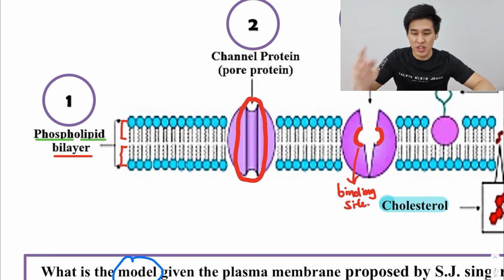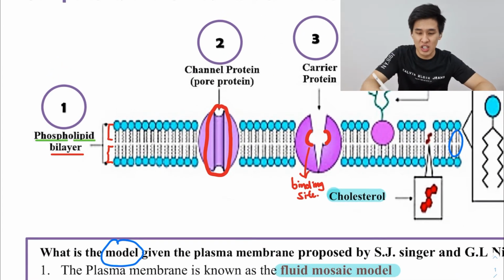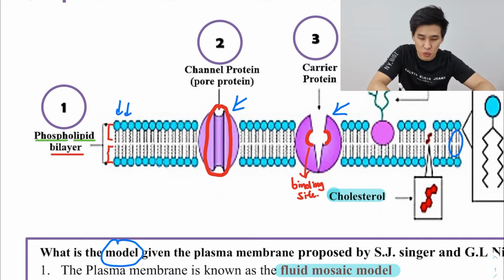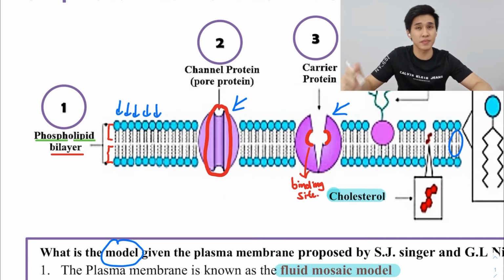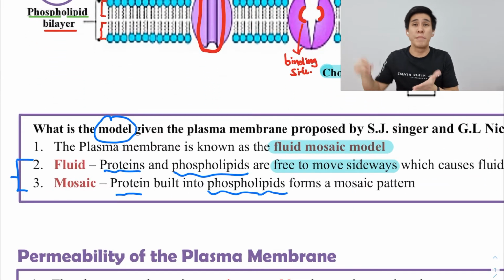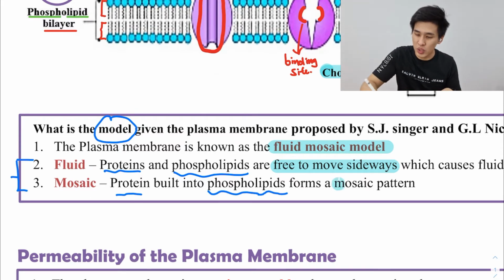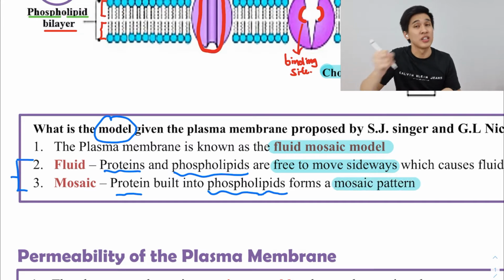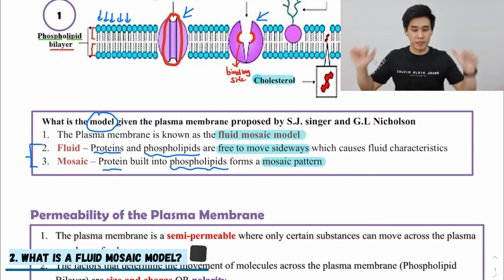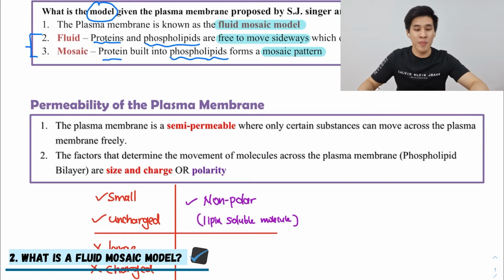Exactly like our plasma membrane, the big squares are basically the proteins, the small squares are basically the phospholipids. And hence, these big and small will give us the mosaic pattern. So we just have to say, protein built into phospholipids forms a mosaic pattern. And that's how we get the 2 marks. Fluid mosaic model, done.